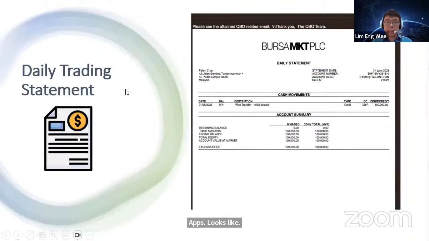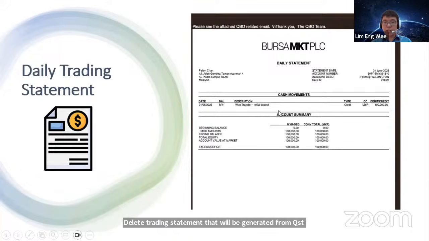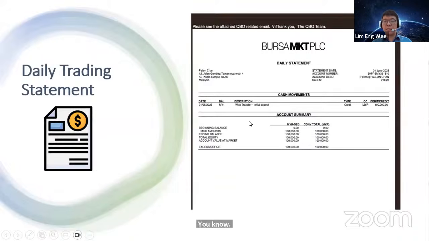Okay, this is the daily trading statement that will be generated from QSD. It will show your capital, the trades you have done, and your P&L. This is just a dummy one that we previously simply raised.